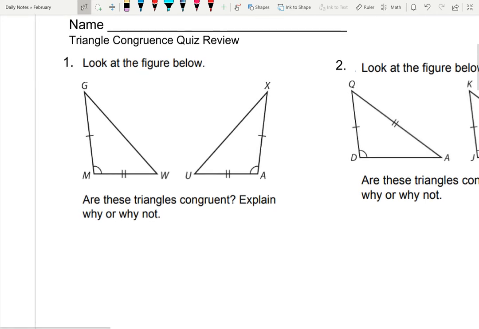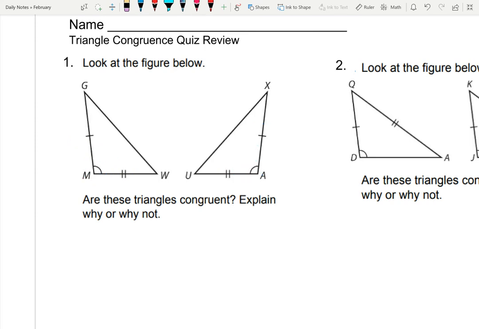So looking at number 1, look at the figure below. Are these triangles congruent? Explain why or why not. So what we see is a set of congruent sides. We see a second set of congruent sides, and we see the angle in between those two sides also congruent. So we have two side pairs and an angle pair of congruence, and that angle is between the two sides for both of them.